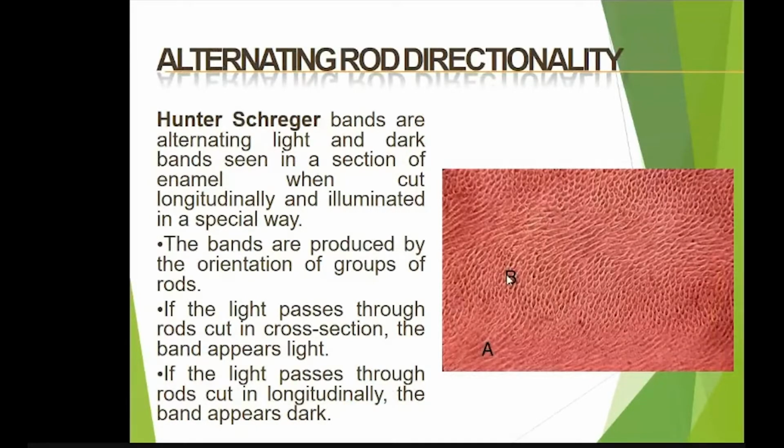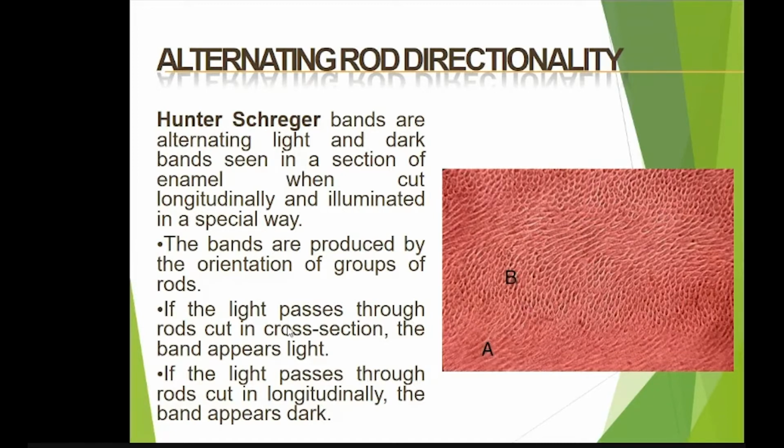The rod does not run in a straight line. No. There are bands: alternating light and dark bands seen in a section of the enamel when cut longitudinally and illuminated in a special way. The bands are produced by the orientation of groups of rods.